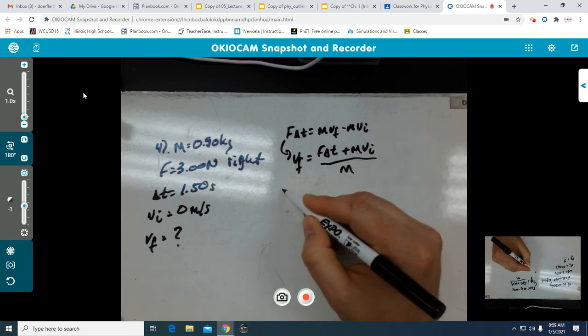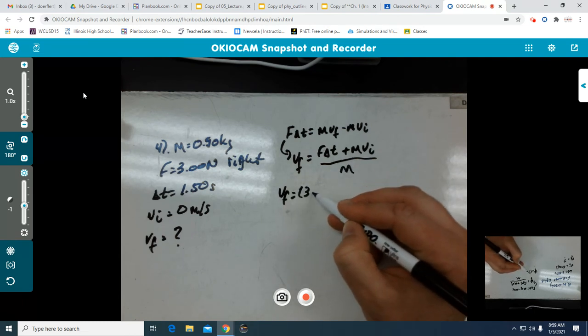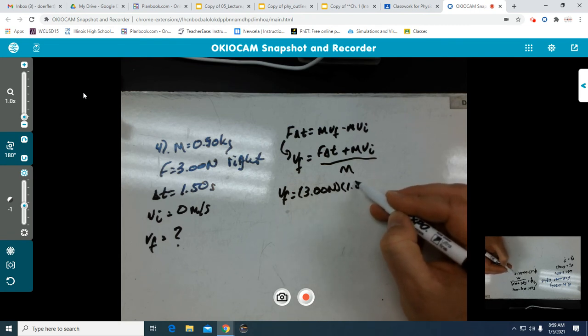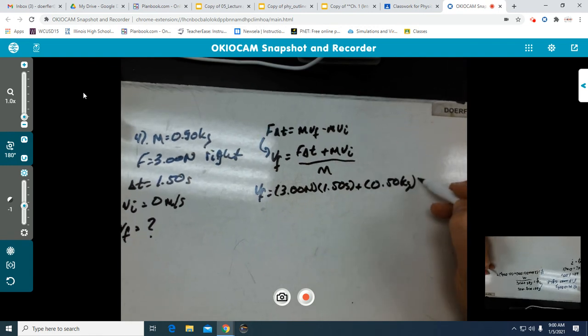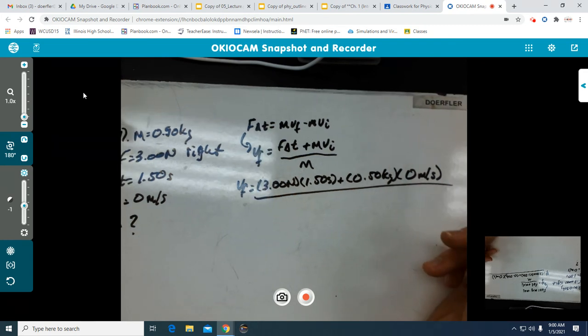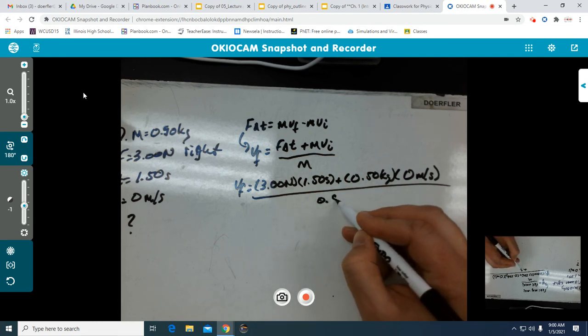So now, once we've got that situated, we can go ahead and start putting in our values. Our force is 3.00 newtons. Our time is 1.50 seconds. Our mass is 0.50 kilograms. And our initial velocity is 0 meters per second. Now you'll soon start to find out some shortcuts. I didn't necessarily have to put that in here because 0 times anything is going to be 0, but I like to show you everything as I've mentioned many times before. And our mass again goes down here.